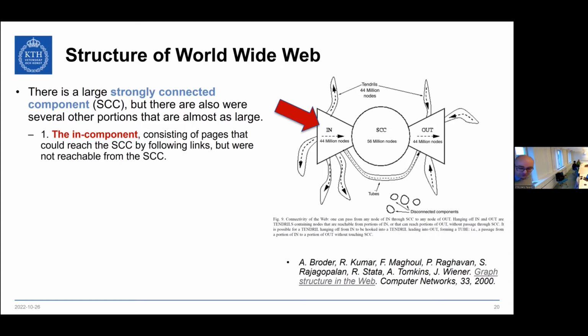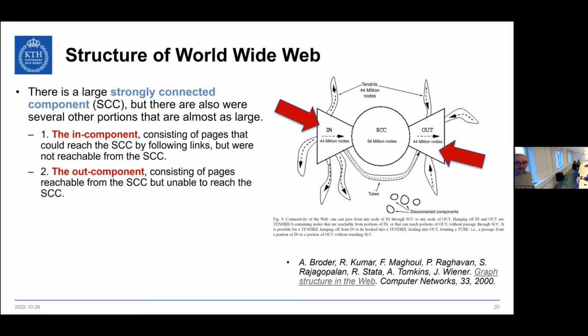So they are sort of a one-way street. And there's an out component, similar, just the other way around, which also consists of 44 million nodes. And by the way, this is just an accident; they don't have to be the same numbers, but they just happen to be similar. Again, they probably have many spider traps or dead ends that also go only one direction.